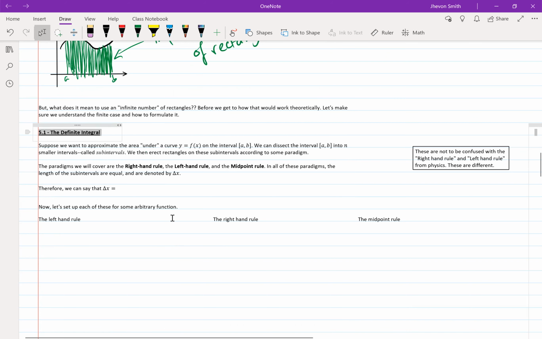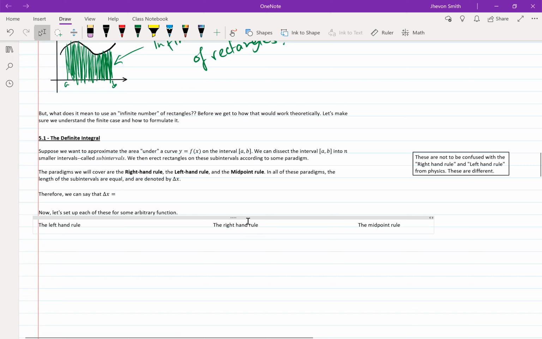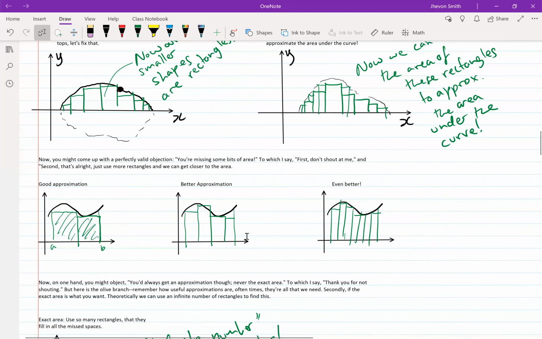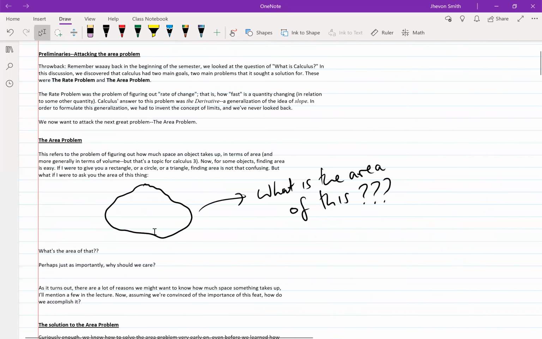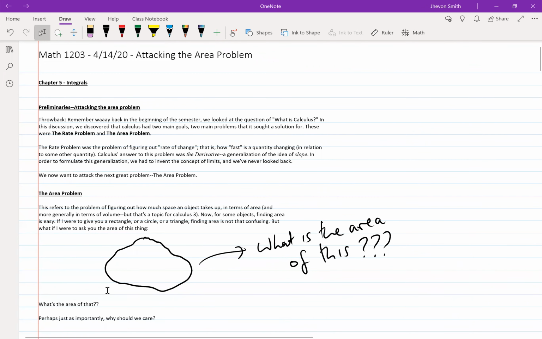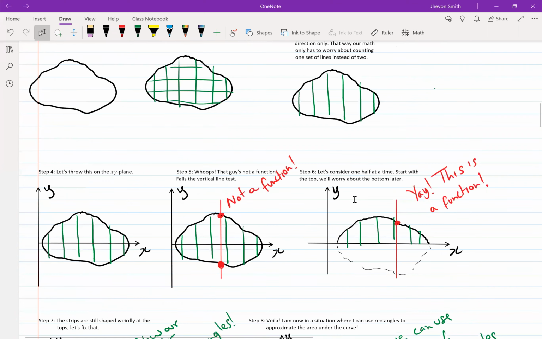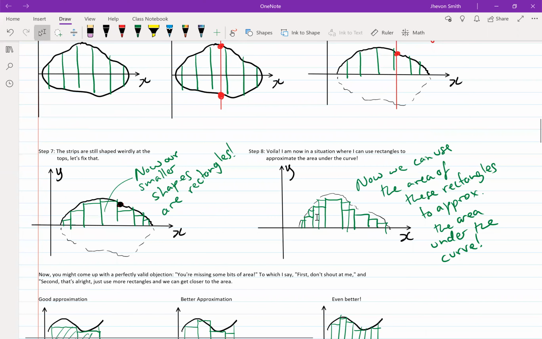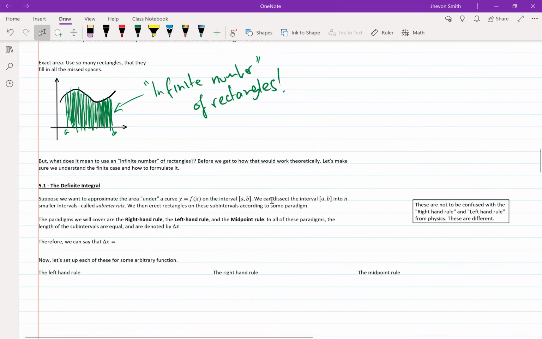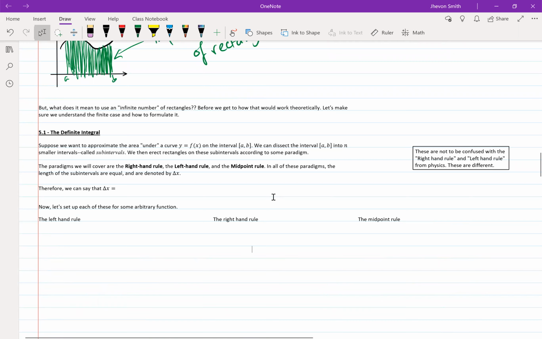So this leads us into section 5.1, where the topic is called the definite integral. And I'll explain what that is later. But this is basically the idea. We want to attack the area problem. That is, how do we find how much space some irregularly shaped object takes up? The idea is to slice it up into strips of rectangles so that once we throw it on the XY plane, we can find the area of these rectangles. And the more rectangles we use, the closer we will get to the answer for what the area is. Now, let's get the mathematical machinery to work here.